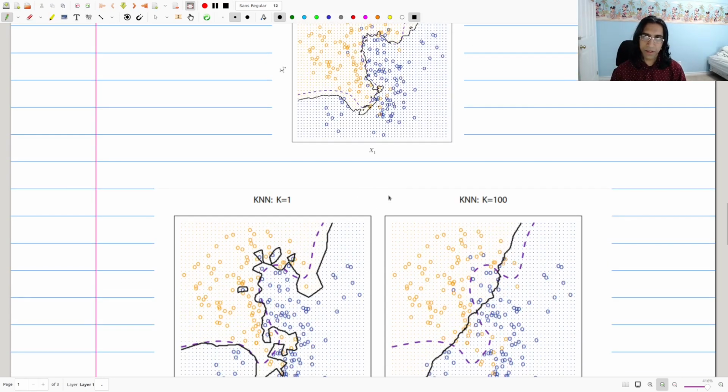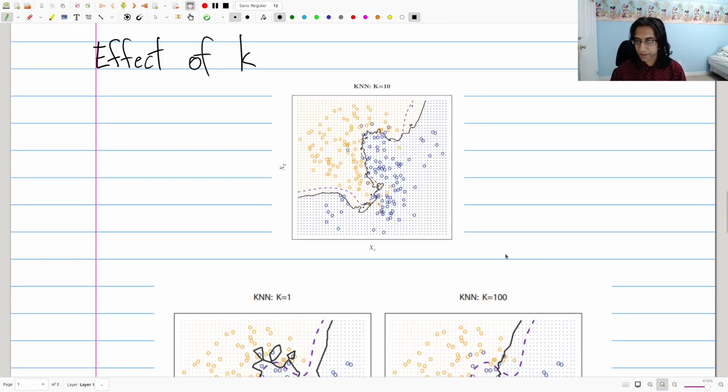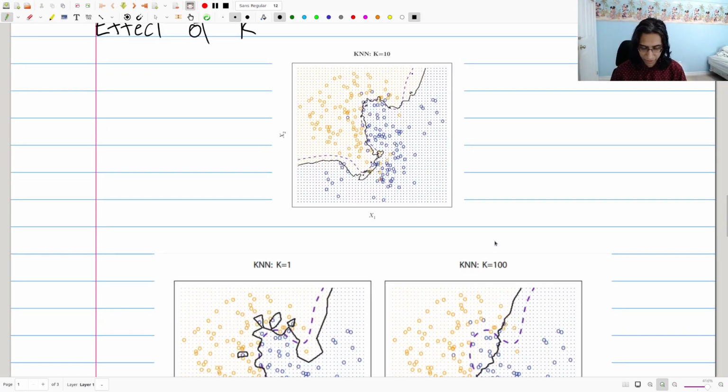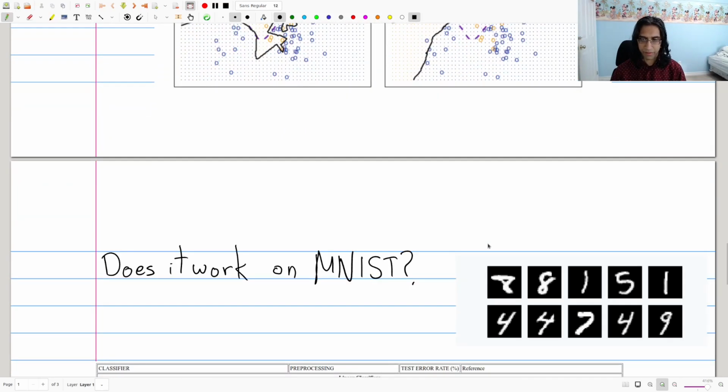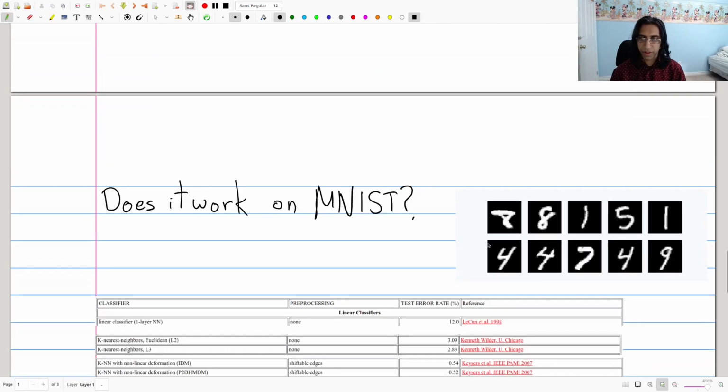Good. So this is the k nearest neighbors classifier. It's a very simple algorithm. The question you might ask is, is it any good? Does it work? And surprisingly, it can be a very good baseline in a number of settings. So let me talk about, does it work on MNIST, first of all?